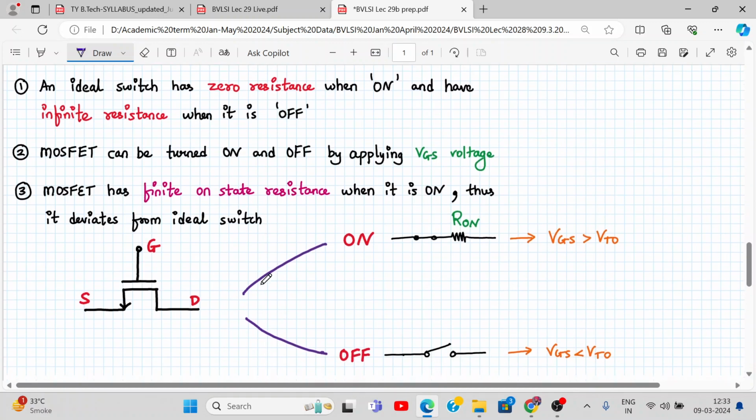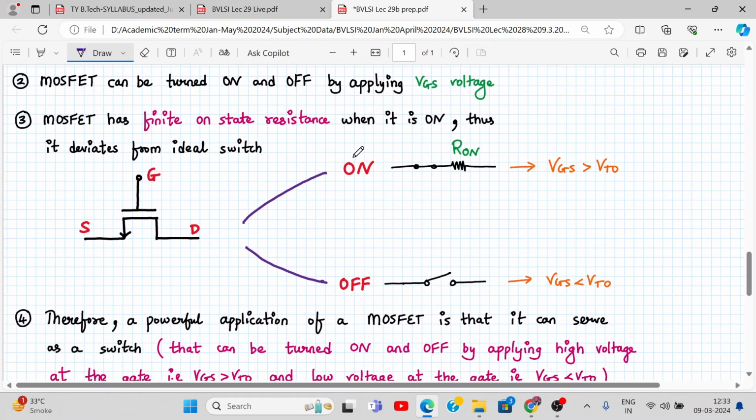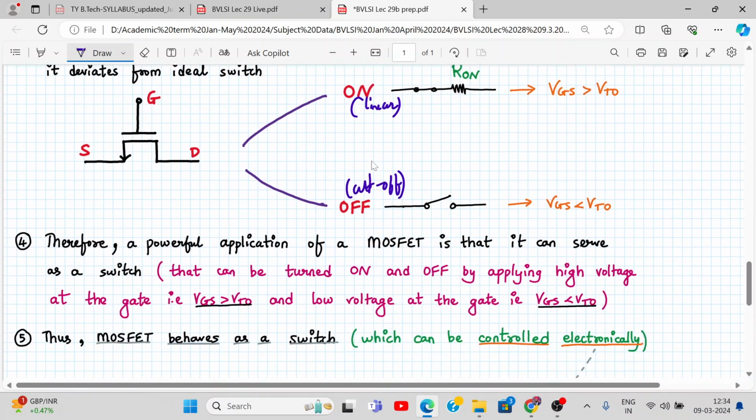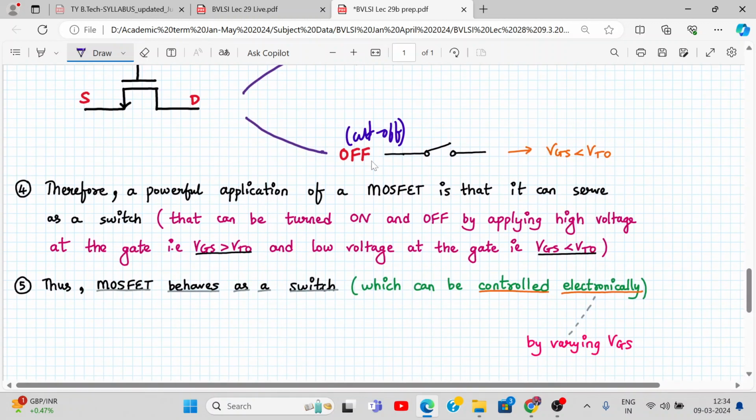Okay, you can turn the MOSFET on and off just by applying a voltage. If it is on, it will behave as an on-state resistance, a closed switch. If it is off, it will behave as an open switch. So where VGS is less than VTO, or VGS greater than VTO, we can use this MOSFET as a switch. For the on condition, it will be in saturation, and the off condition will be in cutoff mode. A very powerful application of a MOSFET, it can serve as a switch.